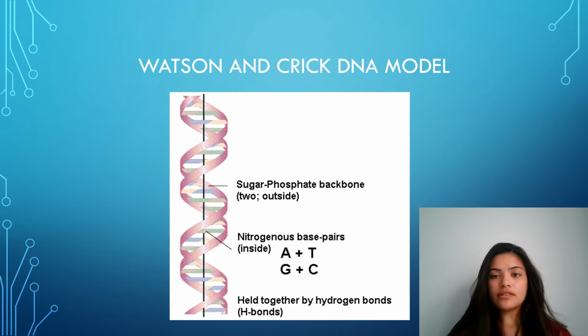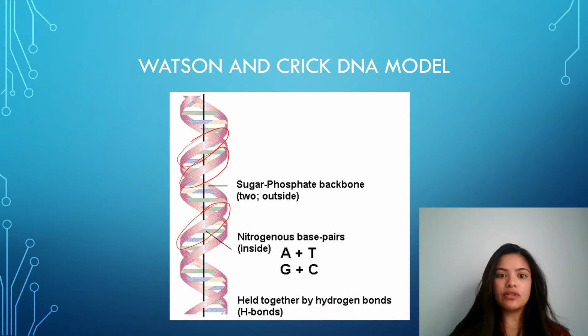So here we have the Watson and Crick DNA model. As you can see, DNA takes on a double helix shape. There are going to be two phosphate backbones, as you can see here. So these are the strands right here creating the double helix. And then in between here, we have our base pairs.